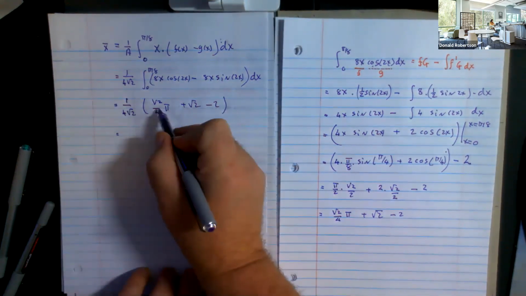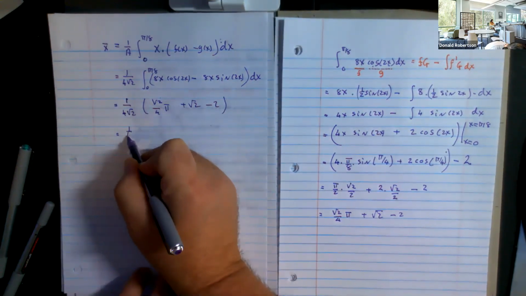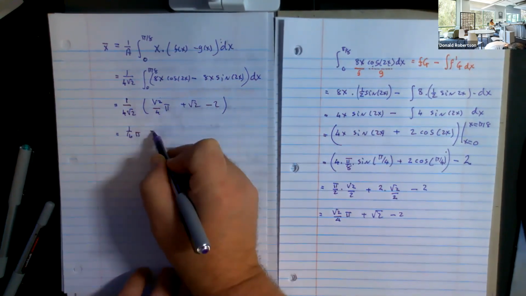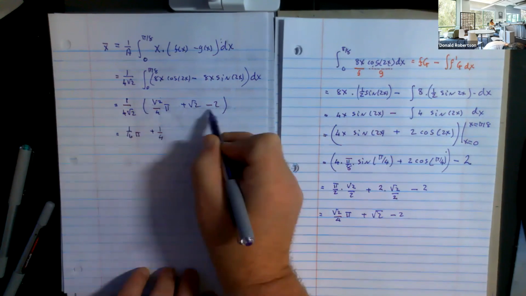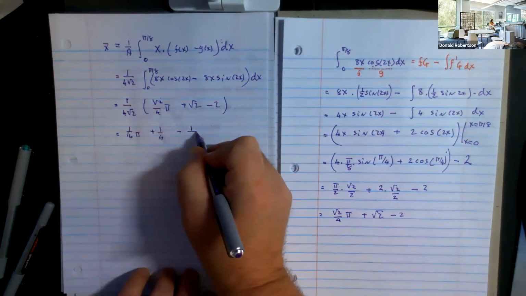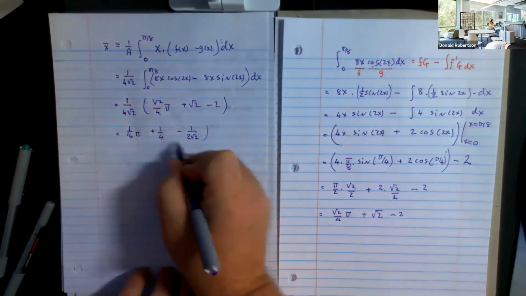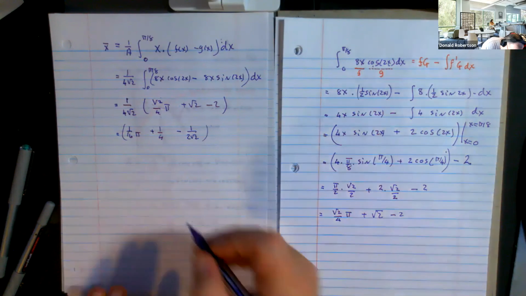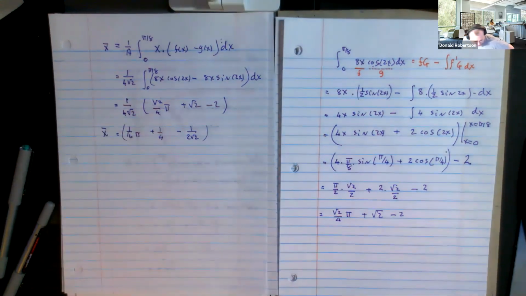That guy times that guy, they're going to cancel. You get 1/16 pi. That guy times that guy, they're going to cancel. You're going to get a quarter. And that times that is going to be eventually that. Okay, I guess that's slightly nicer. I'm not saying it's a big improvement really, but that's X bar.